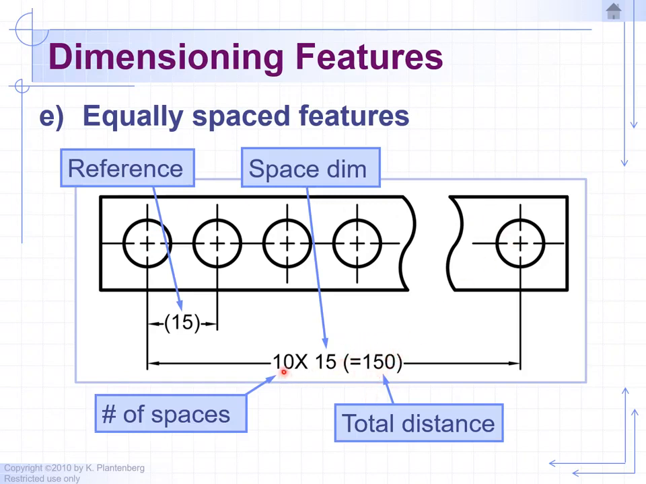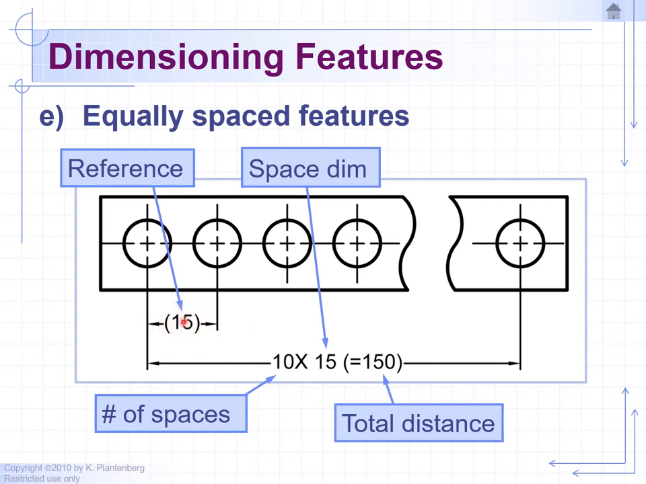We know because it's 10 spaces times 15 will give us 150, but notice it's in parentheses. Since it's in parentheses, it tells the machinist or the inspector checking the part, hey, it's an overall of 150, but do not dimension this. Do not measure this. It's not important because it's in parentheses. Same thing with the 15 here. This is a reference only.